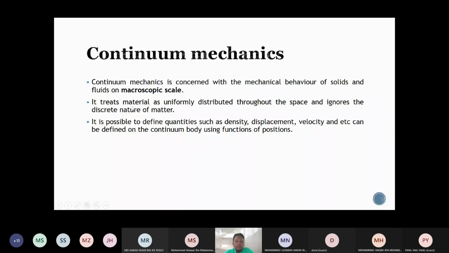So we can treat material as a uniformly distributed material throughout space, and we can ignore the discrete nature of matter. Maksudnya kita tak payah consider the particles in terms of atoms, electrons, and so on. So it is possible to define quantities such as density, displacement, velocity, and so on. Maybe we can use functions, for example.